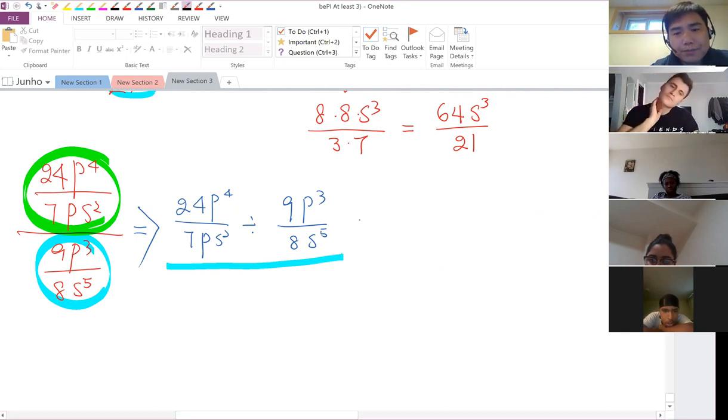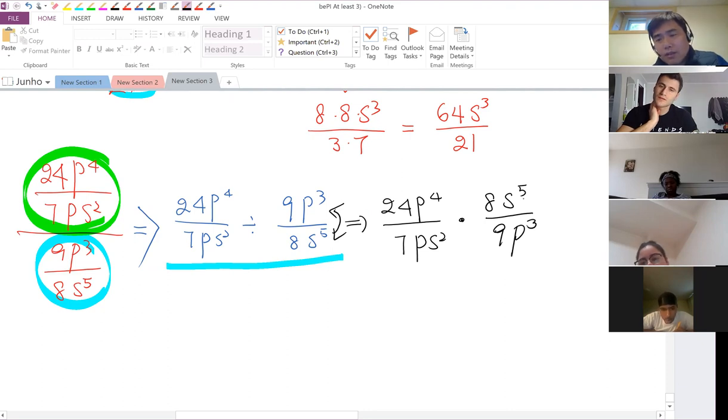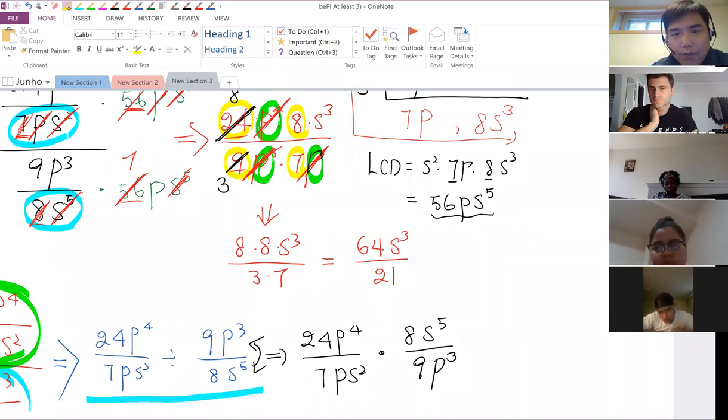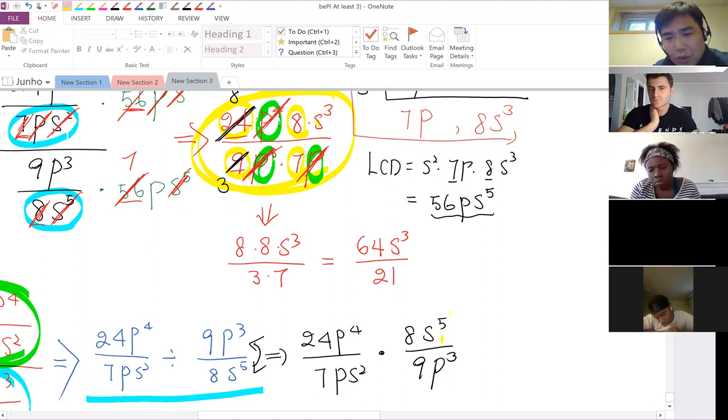So he rewrote that: 24 P4 over 7 P S square multiplied by, switching this one, 8 S fifth over 9 P cubed. That's what he did, right? Yes. What do you think? Yeah, that makes sense too, right? I think at the end we will get exactly the same step here. So look at this one and then this one here. We have a very similar situation. The only different thing is in this case we have S cube here and S cube here, but this one has S five here. But eventually we will simplify these two expressions, so there's no difference.